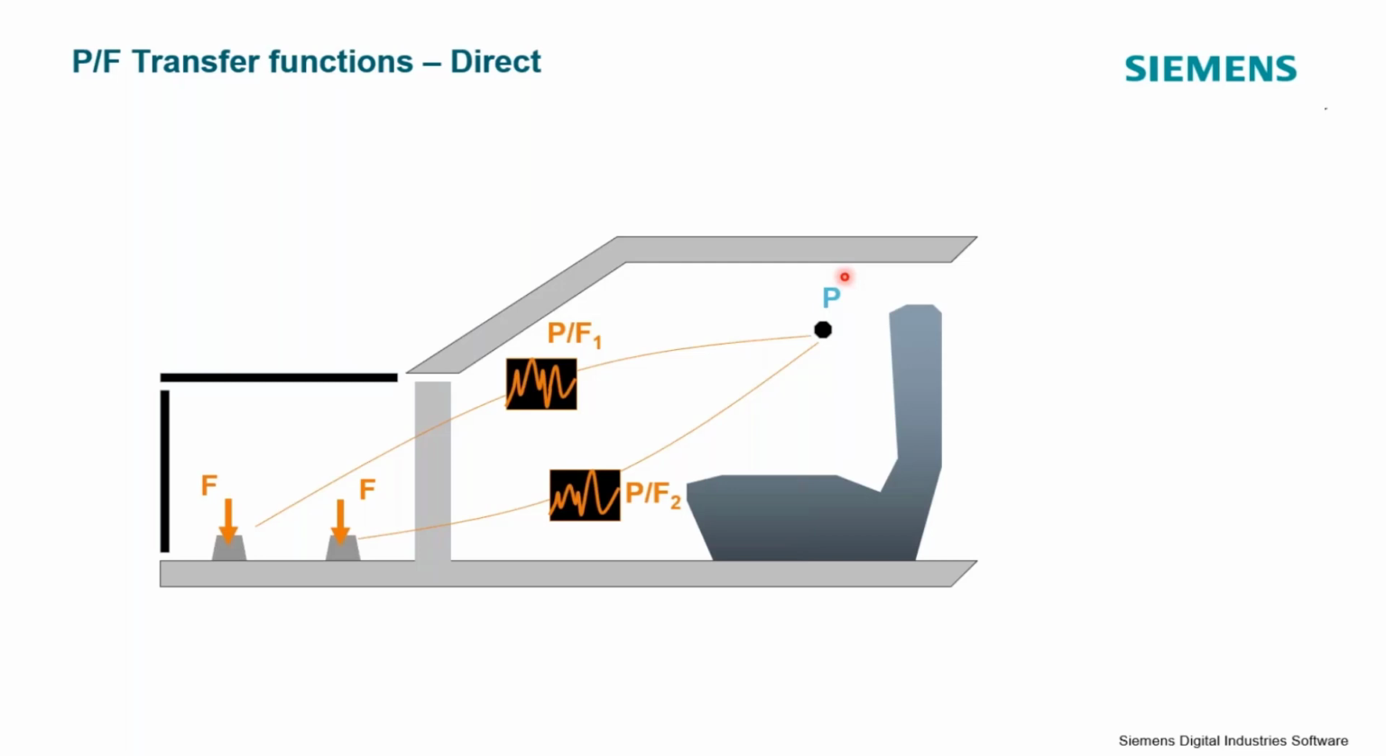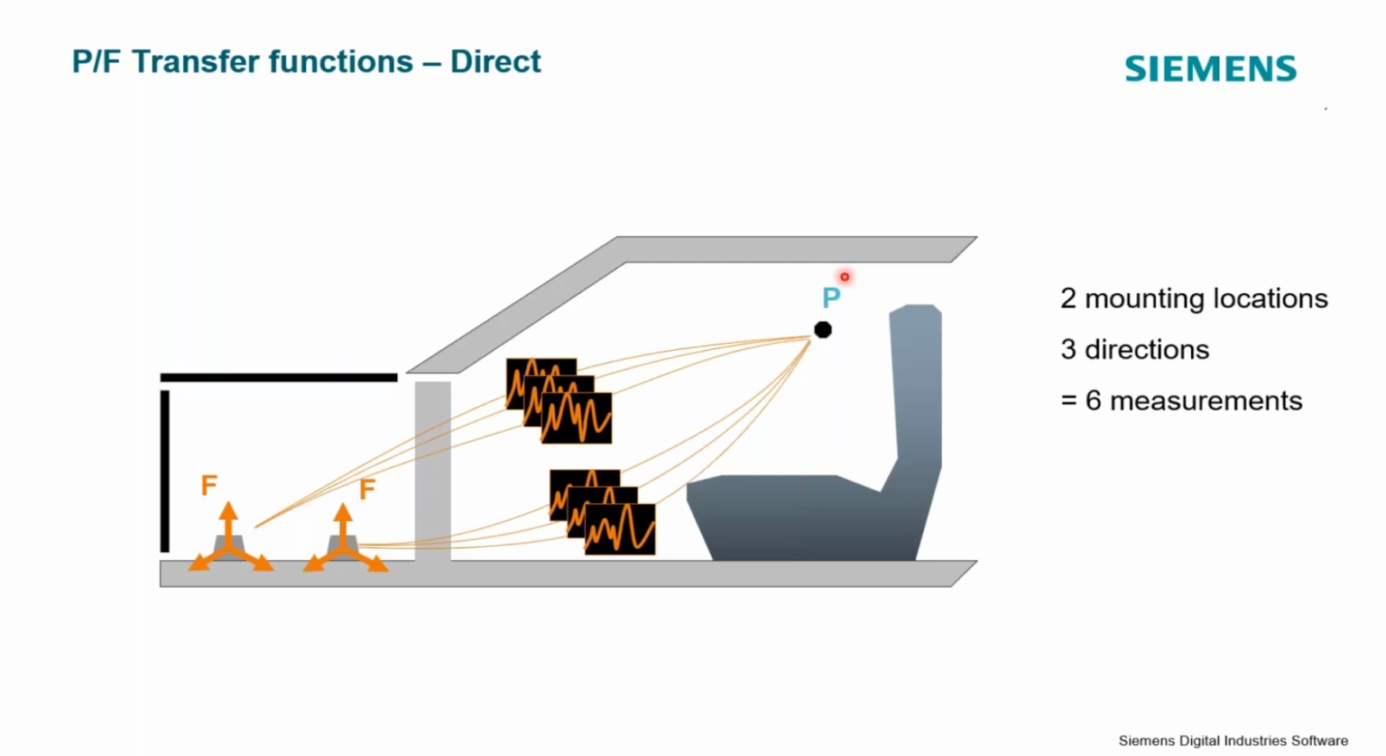Now, in reality, I don't usually just have 2 engine mount locations, and I usually don't just care about one direction. I've only talked about the vertical direction here. In reality, it's more likely that I'm going to be measuring 3 transfer functions at each mount location, because I've got a vertical, a lateral, and a fore-aft, X, Y, and Z component to that force acting on my structure. So even in this simplified case, I've got 2 locations, but 3 directions each. So now I'm measuring 6 FRFs, or P over Fs, in order to quantify the structure-borne, airborne interaction.